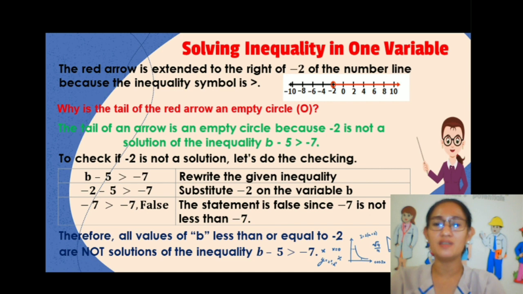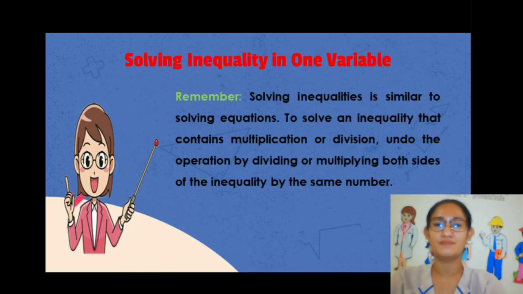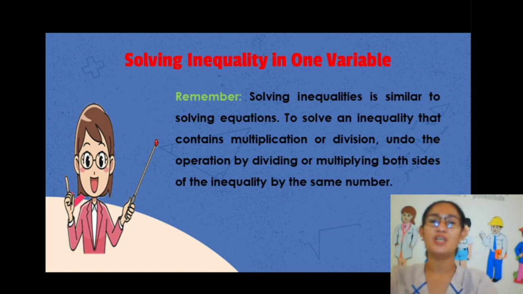Therefore, all values of b less than or equal to negative 2 are not solutions of the inequality b minus 5 is greater than negative 7. Remember this: solving inequalities is similar to solving equations. To solve an inequality that contains multiplication or division, undo the operation by dividing or multiplying both sides of the inequality by the same number.